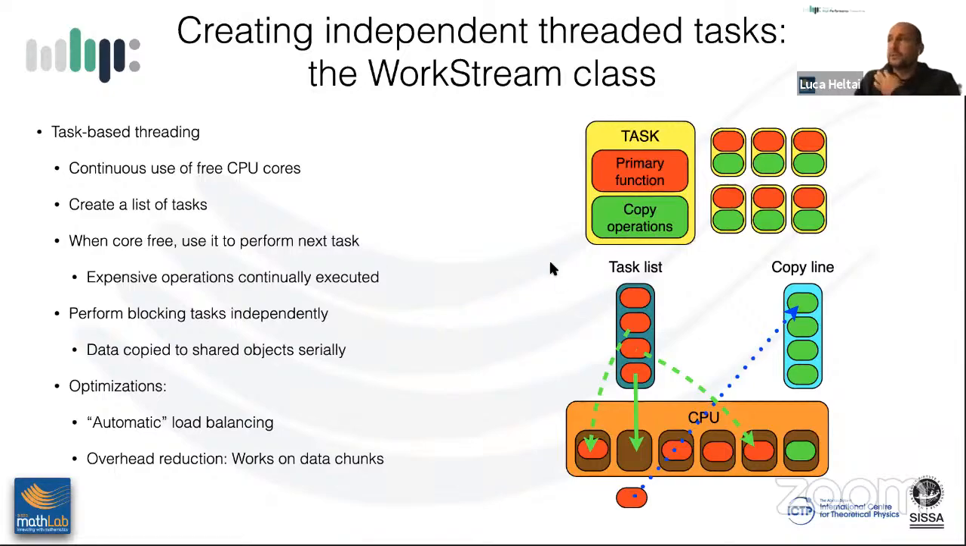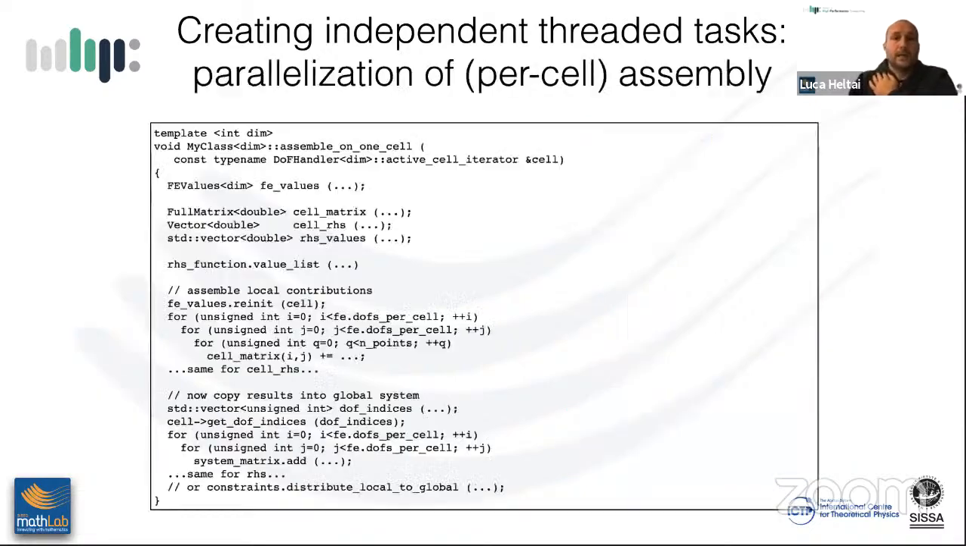And of course, in order to do this independently, you need to have two different data types and two different objects. One that allows you to create temporary objects for the primary functions, and one that allows you to create temporary objects where you store things that you need to copy globally. And this is exactly what's going to happen in the assembly.